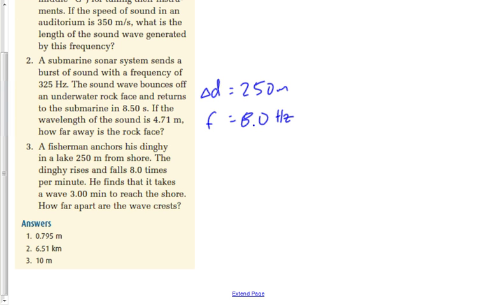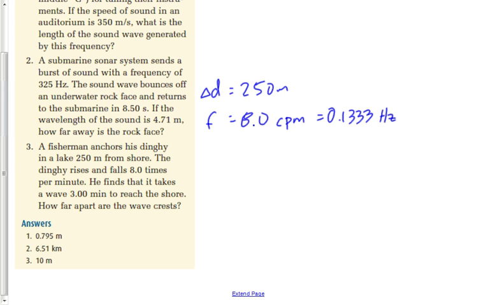No, what is it then? 8 divided by 60, right? We've got 8 cycles per minute, CPM or RPM, you could say. Cycles per minute. We're going to divide that by 60 to get cycles per second, or hertz. What do you get when you divide 8 by 60? 0.1333 hertz, or cycles per second.